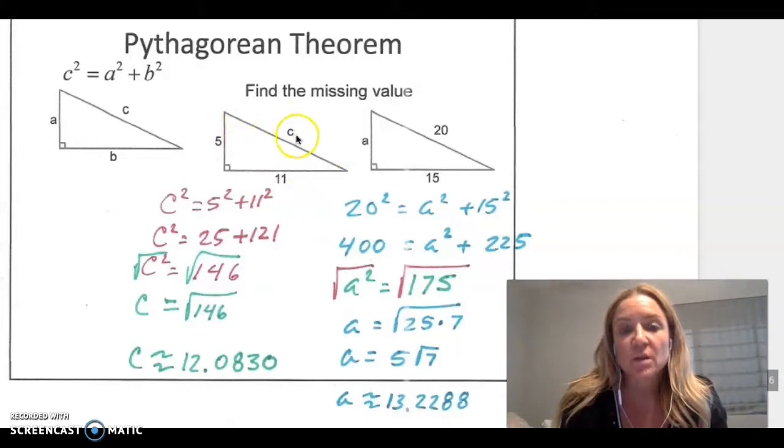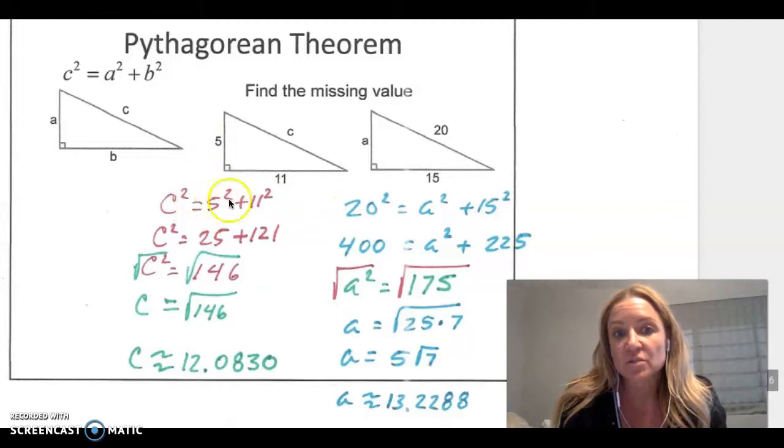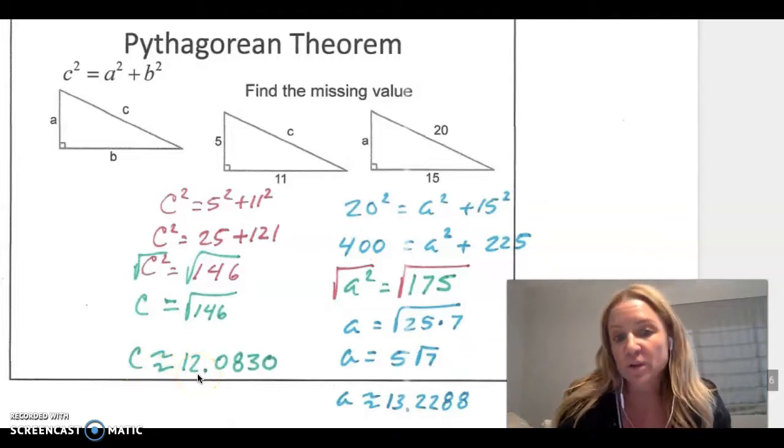So on this first one, we're missing this side right here, which we'll call c, and it happens to be the hypotenuse. So I plugged it in for c squared, and then plugged in the other two sides for the legs a and b, and then simplified my equation. So 5 squared is 25, 11 squared is 121. Add those two together, you get 146. And then the inverse operation of squaring is square rooting. And then the square root of 146 as a decimal is approximately 12.0830. That's what you do when you have the hypotenuse missing.